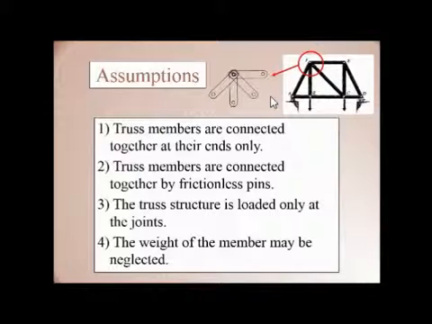So we have to make certain assumptions before starting this. There are four basic assumptions. First, the truss members are connected together at the ends only. That means there will be no lagging of other components of that particular plane. Second, the truss members are connected together by frictionless pins, that means they can move and rotate easily. Third, the truss structure is loaded only at the joints. Fourth, the weight of the members may be neglected. So these are the basic four assumptions which you need to make before studying all about this truss.